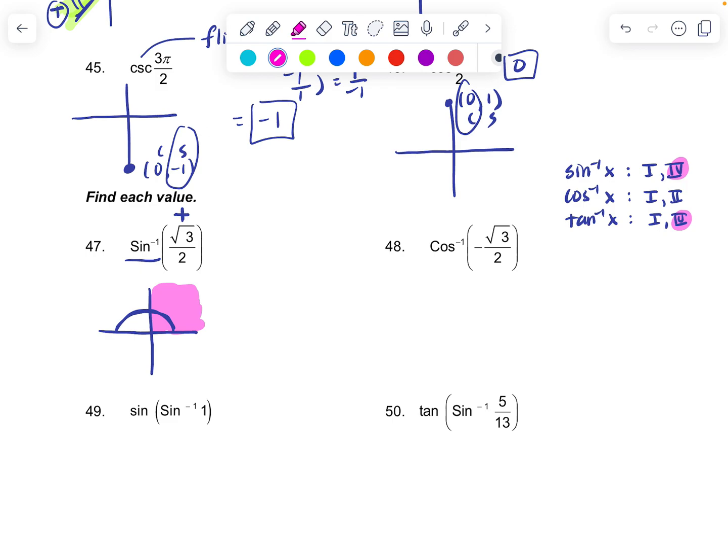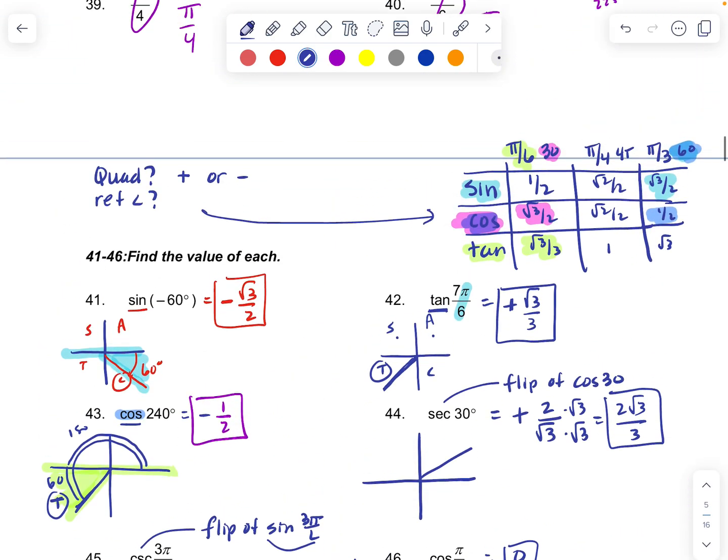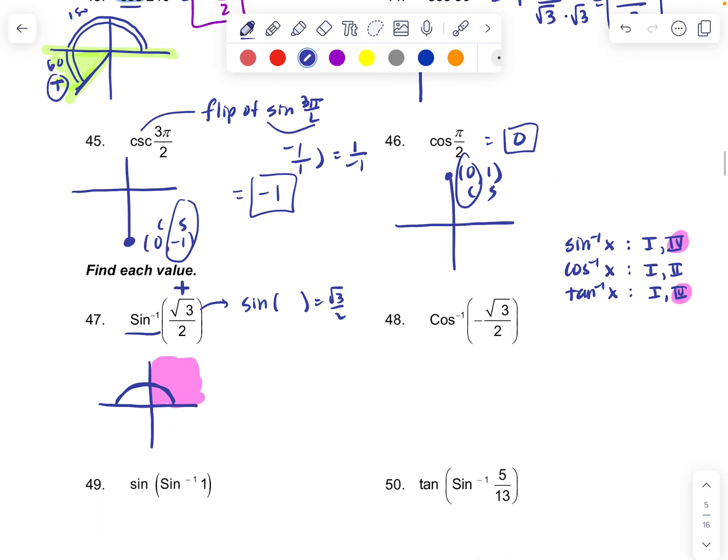Now, how do I answer this question? This is basically just asking the sine of what angle equals radical 3 over 2. So we're just going to read our little chart backwards. Look, I've got the sine, which is right here. I've got radical 3 over 2, and I just go back up here. That's a pi over 3. So the answer here is going to be pi over 3. In quadrant 1, pi over 3 is pi over 3. So I'm good to go. Had my answer been in quadrant 2, then I would have said 2 pi over 3.